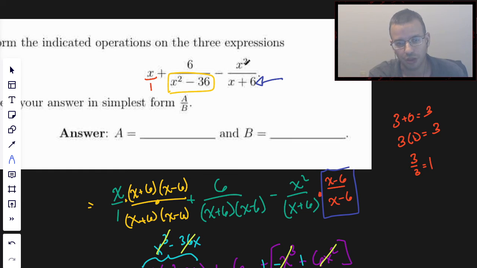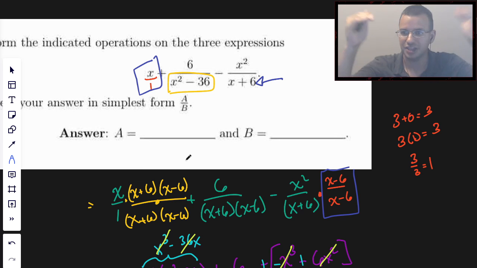For the one on the right, we multiply by x minus 6 over x minus 6. And for the x on the left, we multiply by the quantity x plus 6 times x minus 6, which is the same as x squared minus 36, the difference of squares. We do that on the top and bottom.